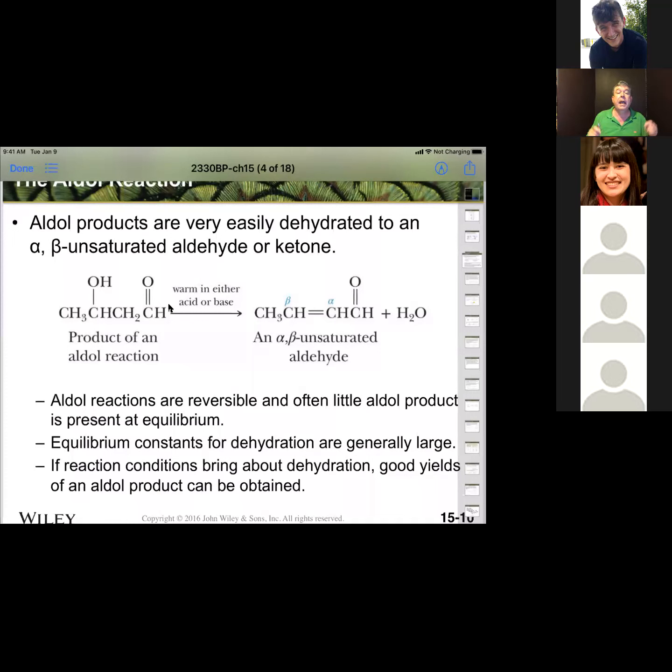And we call these alpha beta unsaturated aldehydes and ketones. Because look, we took away a hydrogen and we took away the OH here. So now we have a double bond. So that is not a saturated hydrocarbon. And it's right next to this carbonyl. So it's an alpha beta unsaturated aldehyde or ketone. So the aldol reaction gives us that beta hydroxy aldehyde or ketone. The aldol condensation gives us an alpha beta unsaturated aldehyde or ketone.